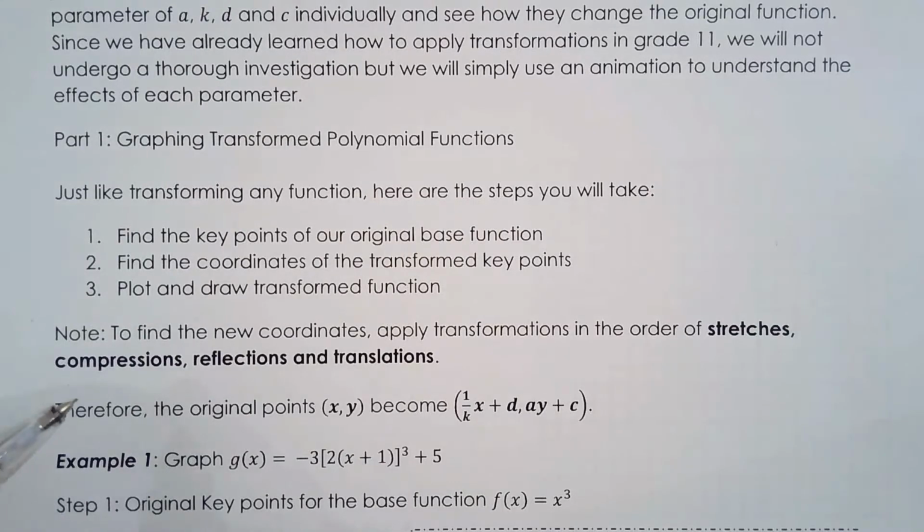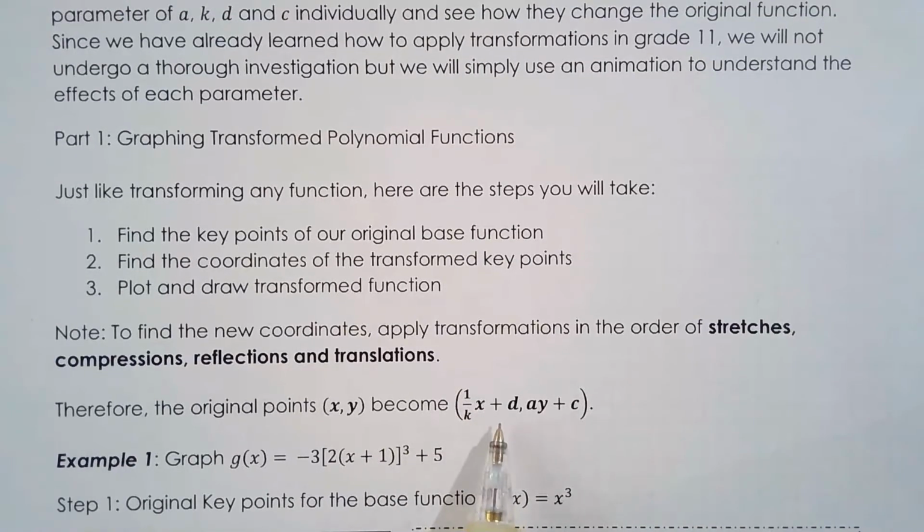Last year, you also talked about the order in which you apply the transformations. So you have to apply stretches, compressions, reflections, and translations. You can actually switch up the order as long as translations end up being the last. Okay, and then the mapping rule, it's 1 over k x plus d, a y plus c, which is basically what we said earlier when you state transformations. You state the stretches and reflections first, and then you tack on the translations at the very end.